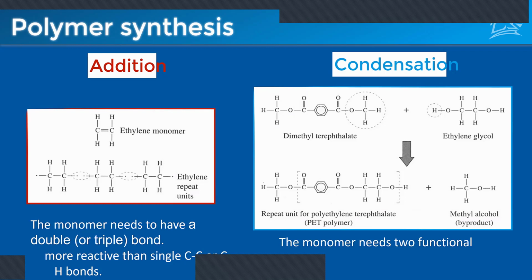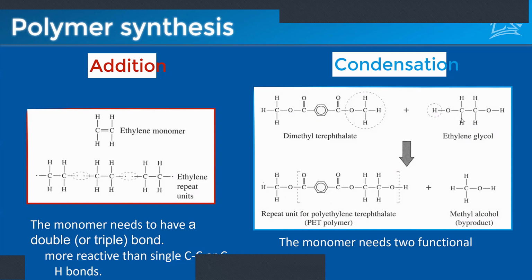It's looking to attack other molecules and bond with them, particularly molecules with double bonds, like a monomer. A monomer can have a double or a triple carbon-carbon bond right here. So addition synthesis involves a monomer with a double or a triple bond and a radical molecule that we call an initiator.